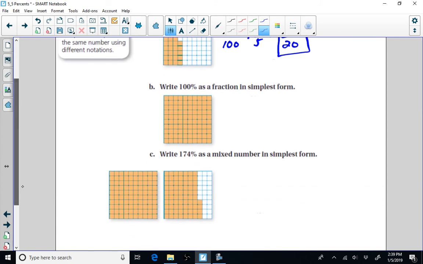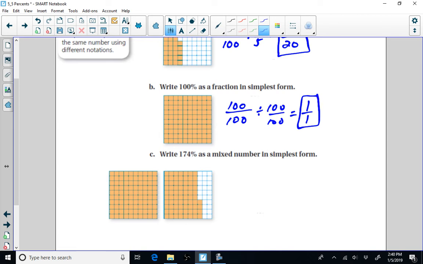All right. Let's take a look at the second example. Example B. If I want to write 100% as a fraction in simplest form, I take the percent and write it over 100, right? Because the percent means out of 100. So 100 over 100 as a fraction in simplest form, we can divide by 100 over 100 and we get 1 over 1.